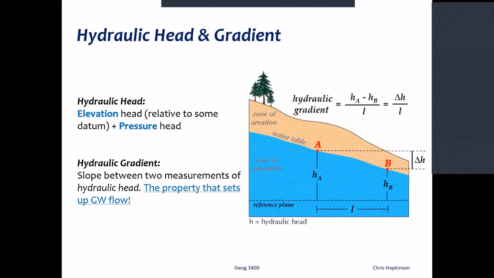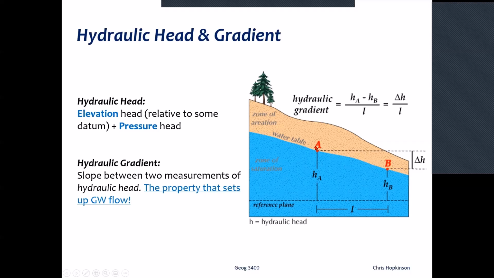But as you can see here in this example, we've got a water table, and so the elevation head here is higher than the elevation head here. But they're both at the water table, so the pressure head is going to be exactly the same. Now, as we go deeper below the water table, and the further and further below the water table we get, then the higher the pressure head will be. But here at this datum, the pressure head would be greater here than here, but the elevation head would be the same.